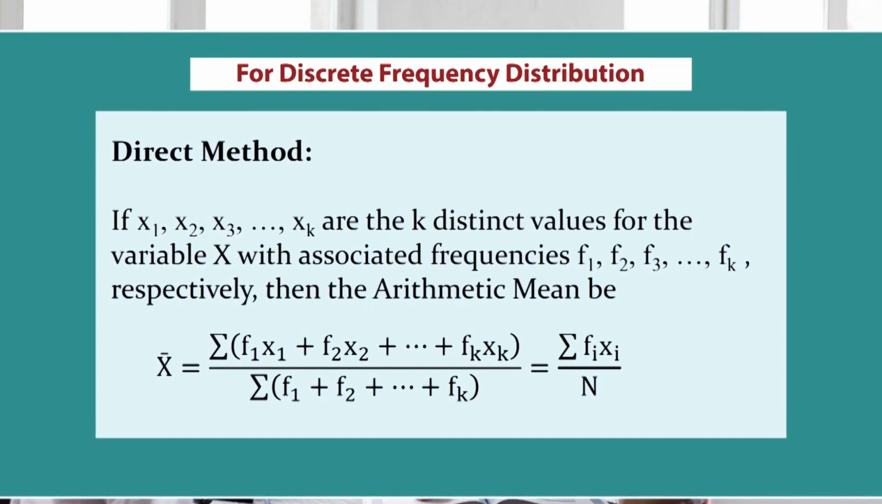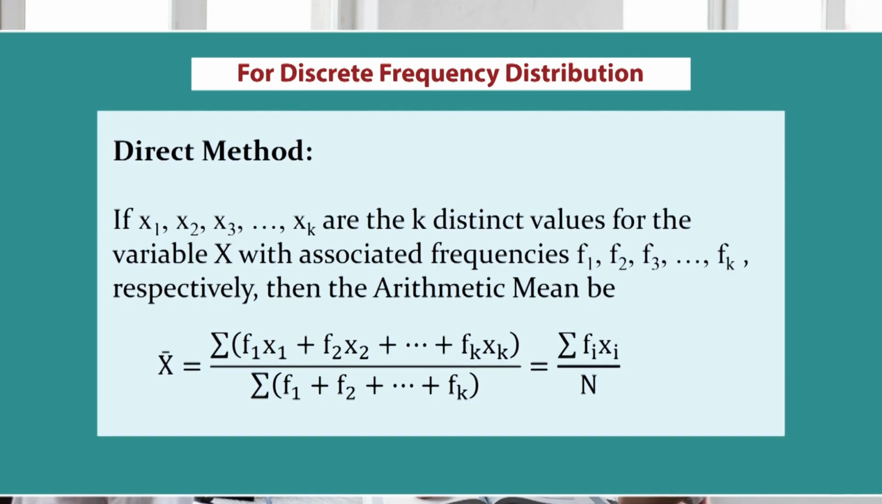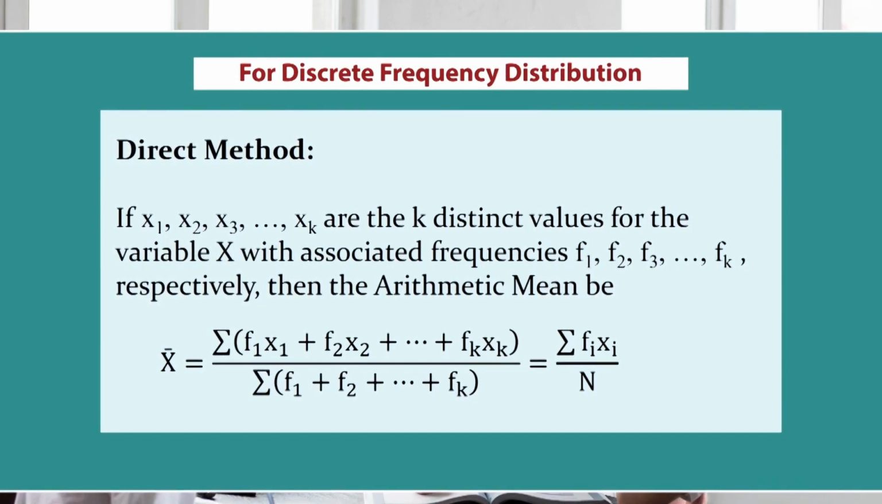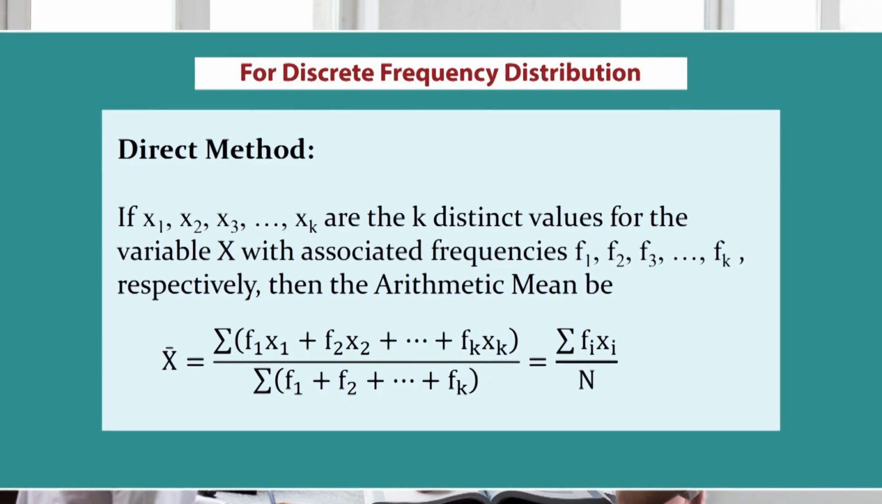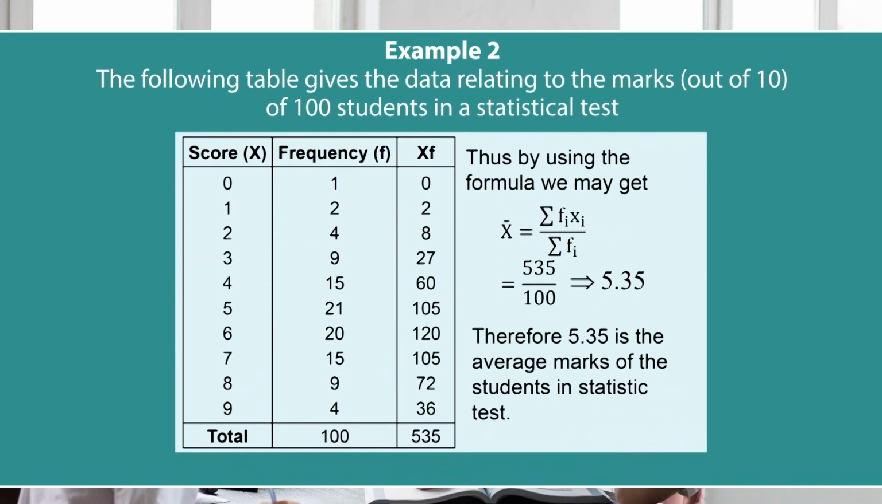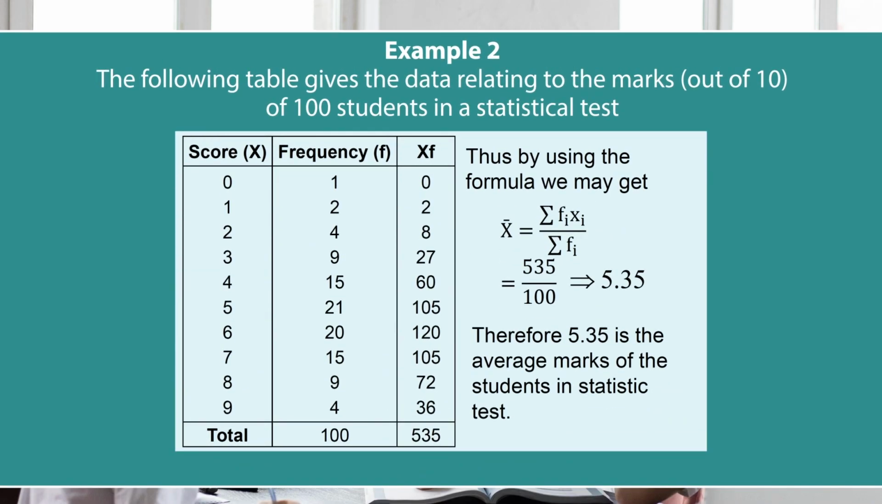So, we get the summation of fi xi in the numerator, and we divide this sum by the total of all the frequencies, f1 plus f2 plus f3 up to fk, which is also denoted by capital N. Now, let us take an example to understand this formula or method.